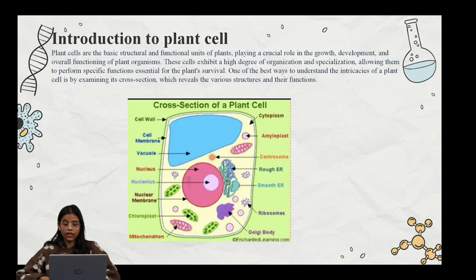So plant cells are the basic structural and functional unit of plants. They play a crucial role in the growth, development and overall functioning of a plant organism. These cells exhibit a high degree of organization and specialization, allowing them to perform specific functions essential for the plant's survival. One of the best ways to understand the intricacy of a plant cell is by examining its cross section, which you can see in this diagram, which reveals the various structures and their functions. So one by one we will read about all of them.